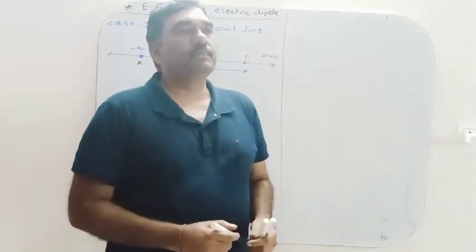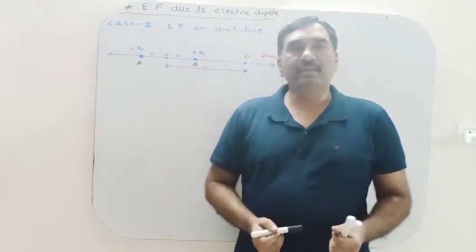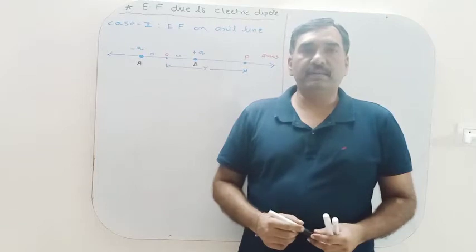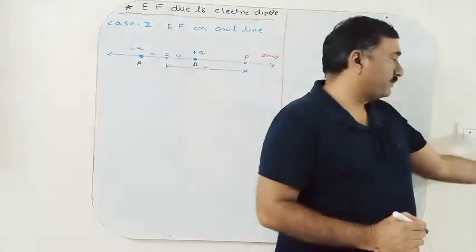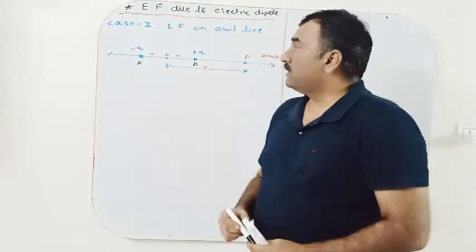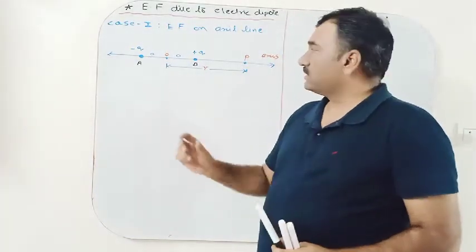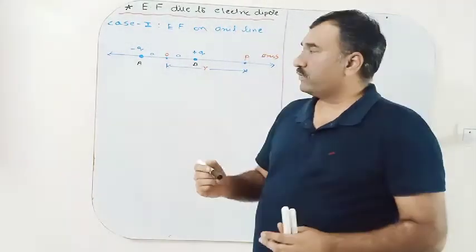Good morning, students. In the last lecture we discussed the electric dipole. So what is an electric dipole? A system of two equal and opposite charges separated by a finite distance is known as an electric dipole. Minus q and plus q separated by a distance of 2a.